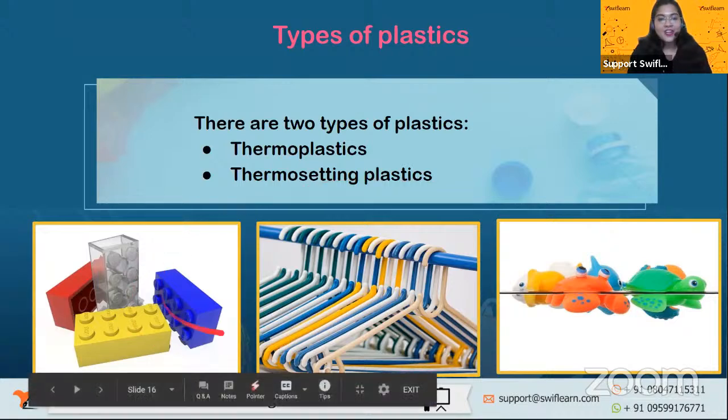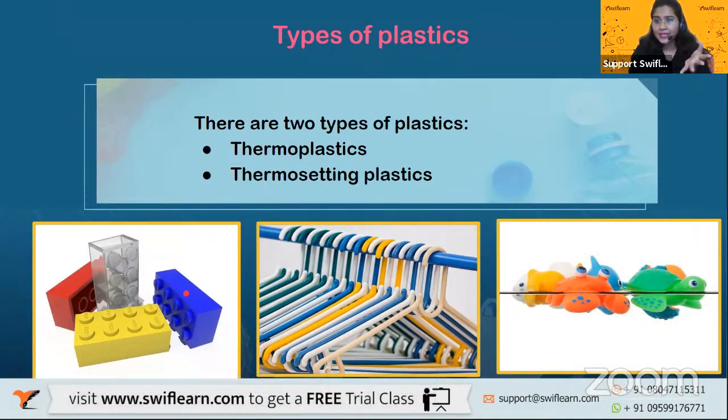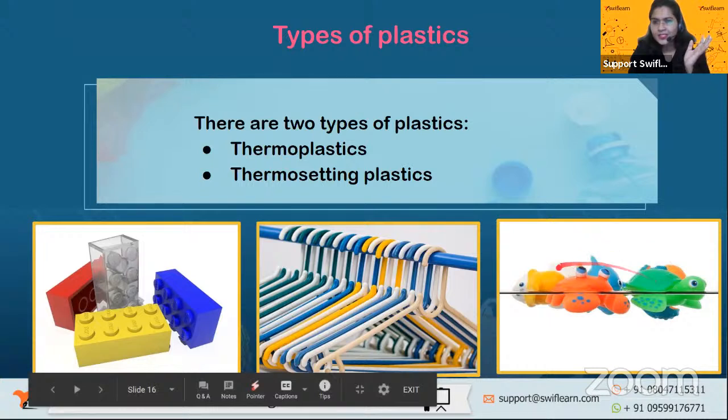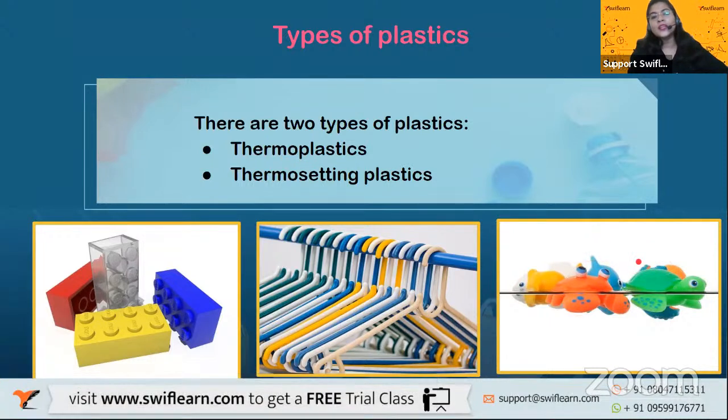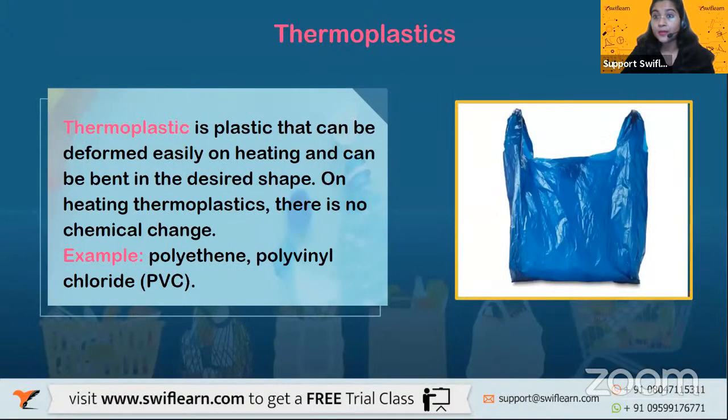These are the various plastic items you can see. We can bend these hangers a little bit. These are materials which are very hard to bend, है ना? But we can bend this toy very easily. So depending on the bending properties of plastic, we can divide plastic into two main types: thermoplastics and thermosetting plastics. Fine. Chalo, let's see what they are. If I ask you for their definitions, you have to give the proper definition, right? So what is a thermoplastic?